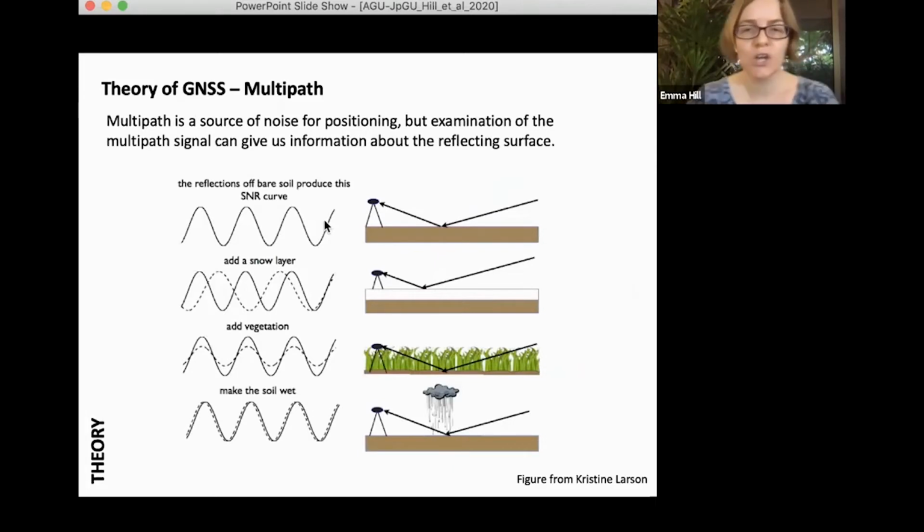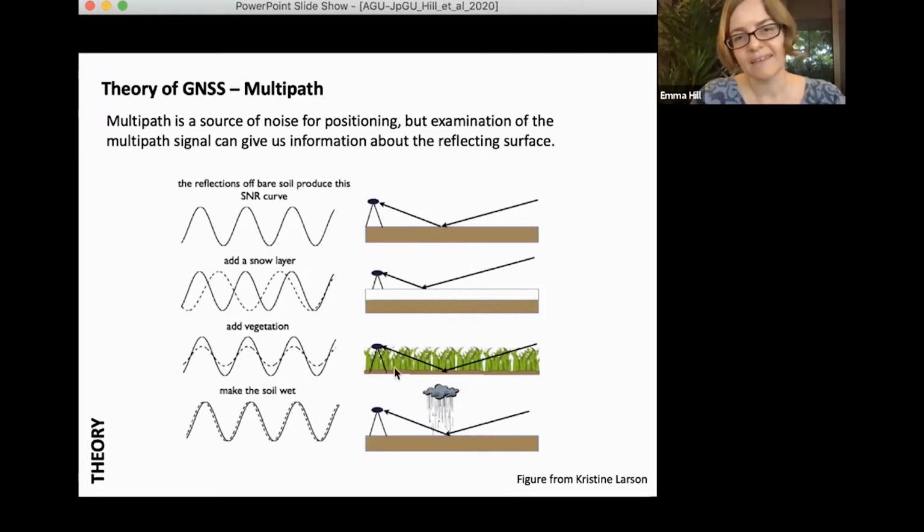So how does that look in terms of observing the Earth system? Well, the top figure shows a normal situation, and we have these sinusoidal oscillations in the signal to noise ratio of the received GPS signal. If we then add a layer of snow, we change the height of the reflecting surface, and so we change that H naught in the equation that I showed before. And so that effectively changes the frequency of the oscillation in the signal to noise ratio data.